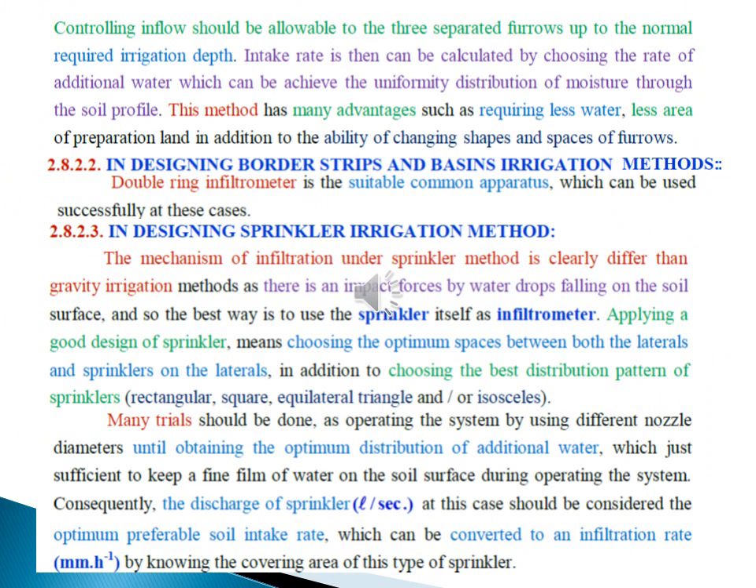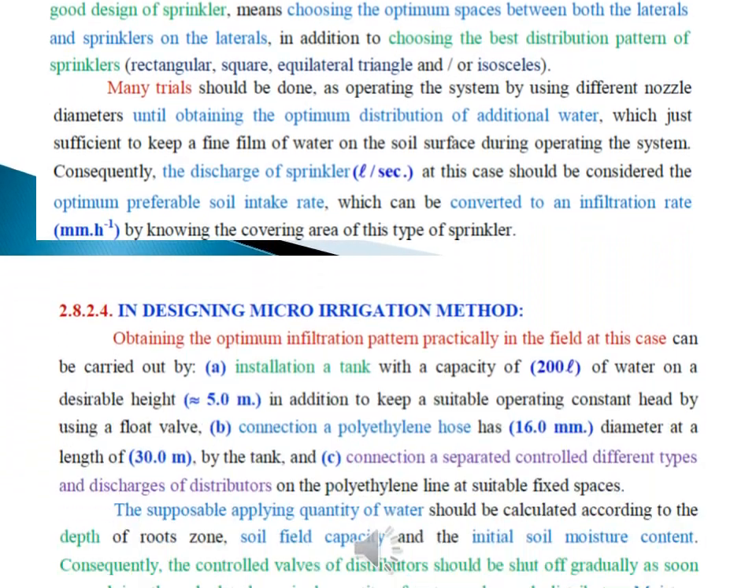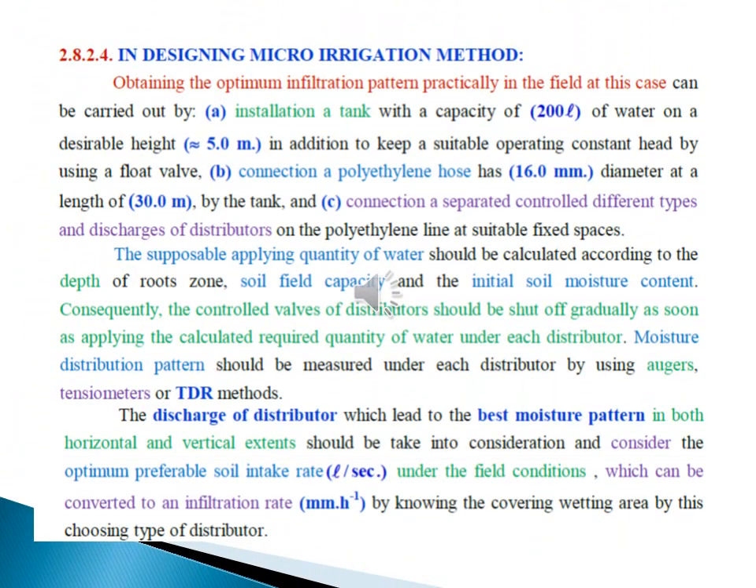The double ring infiltrometer is a suitable, common apparatus which can be used successfully in designing border strip and basin irrigation methods. The mechanism of infiltration under sprinkler methods clearly differs from gravity irrigation methods, as there are impact forces by water drops falling on the soil surface, and so the best way is to use the sprinkler itself as an infiltrometer. On the other hand, in designing micro irrigation methods, obtaining the optimum infiltration pattern practically in the field can be carried out by some procedures which you can follow by yourself, my dear.